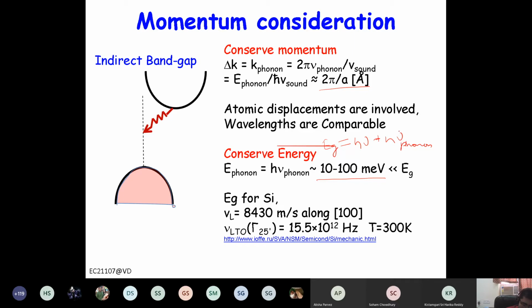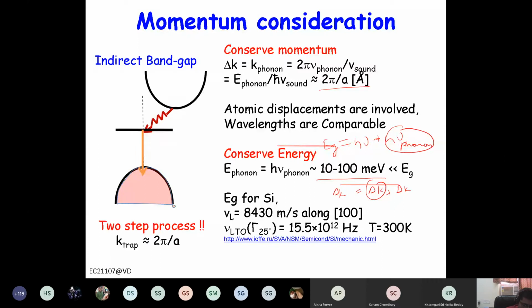Now here, for the energy part, you can ignore the energy of phonon. For the momentum part, or delta k part, you can ignore the delta k of photon, right? So this is for photon. You can see here how the transition takes place. The electron from the conduction band comes to the trap level, and from the trap level it goes to the valence band. The process is called a two-step process.